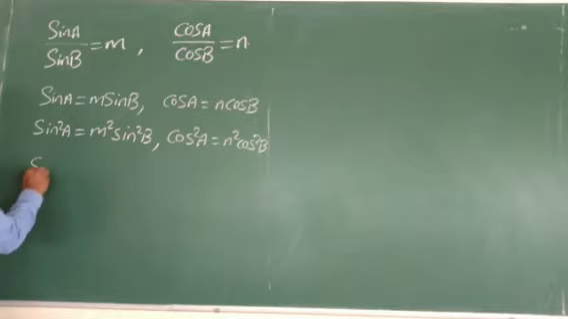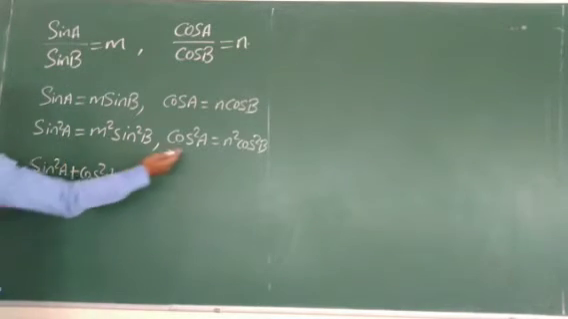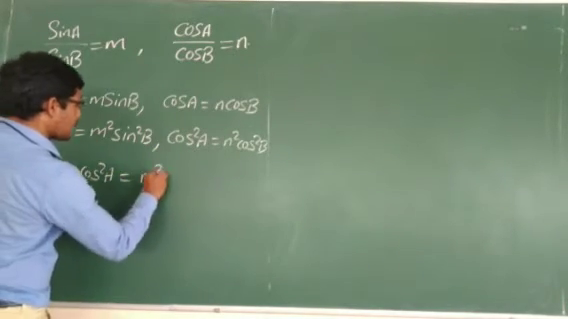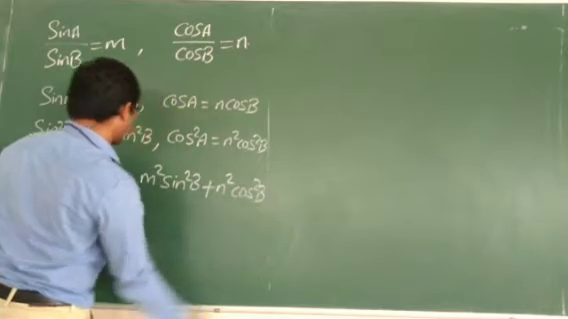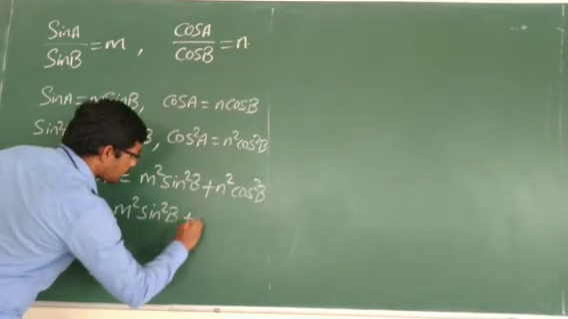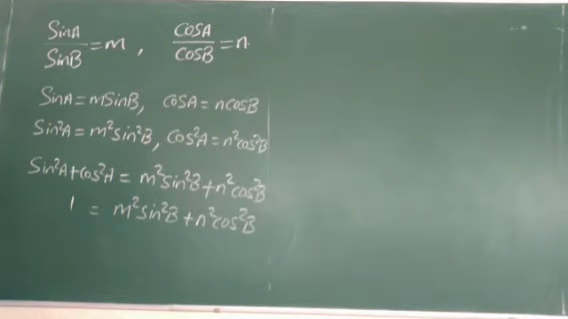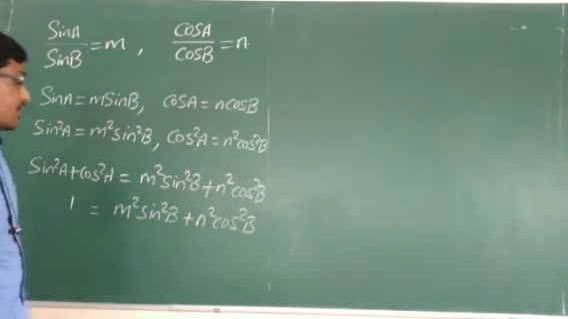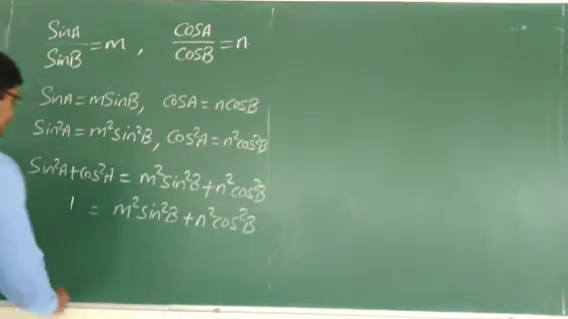Now add both: sin square A plus cos square A is equal to, adding the left hand side and the right hand side, m square sin square B plus n square cos square B. Now this is equal to 1, equal to m square sin square B plus n square cos square B. What we need is tan B. When we need tan B, we can have sin by cos. So divide the equation by cos square B.